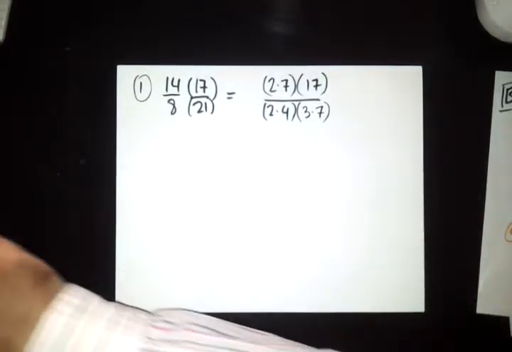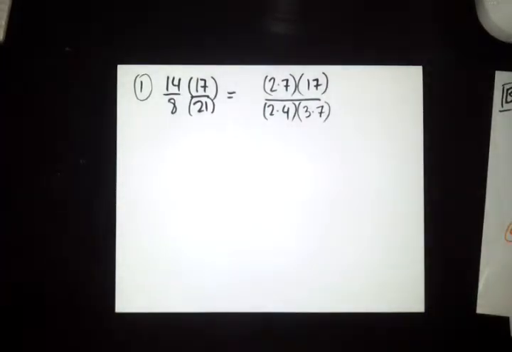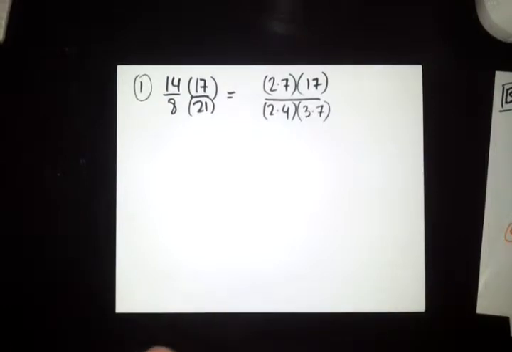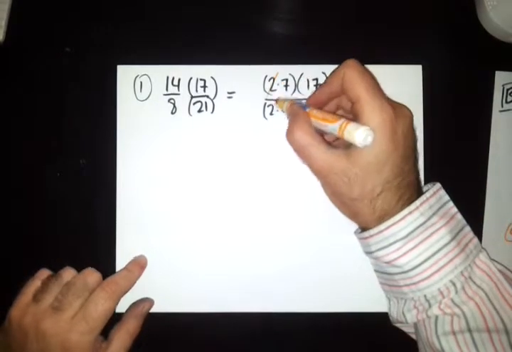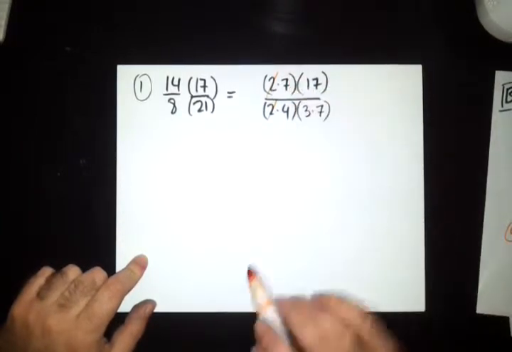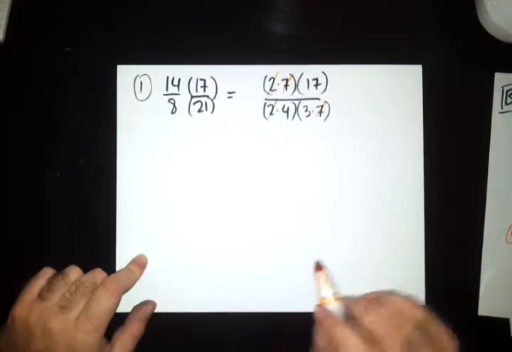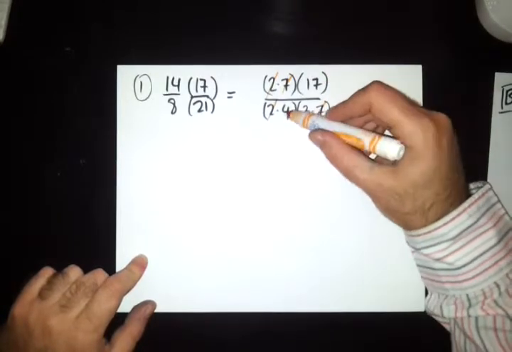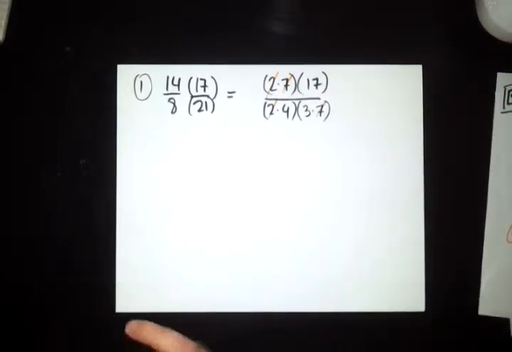Well, once I do this, I can take a look and possibly cancel out anything that is the same in the numerator and the denominator. I have a 2 here in the numerator. Do I have a 2 in the denominator? Yep. Gone. I have a 7 in the numerator. Do I have a 7 in the denominator? Yep. Gone. I have a 17 in the numerator. Do I have a 17 in the denominator? Nope. What about the 4 and the 3 in the denominator? Nope. So that's what's left.